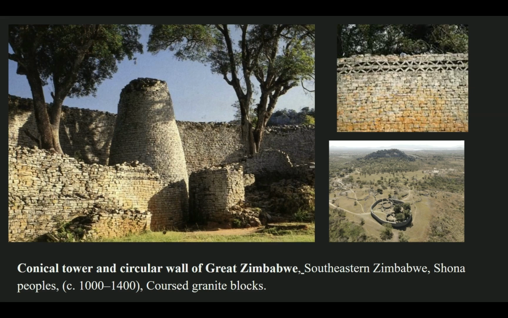So not much is known about this conical tower and the circular wall. It's about 800 feet long, 32 feet tall, and at the base, some of the parts of this wall are about 17 feet thick. It's made up of these coarse granite blocks. And so at its peak, the Shona people had about 1,800 acres and about 18,000 people, referred to as Great Zimbabwe.